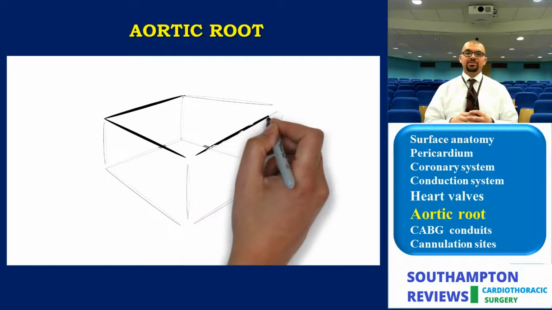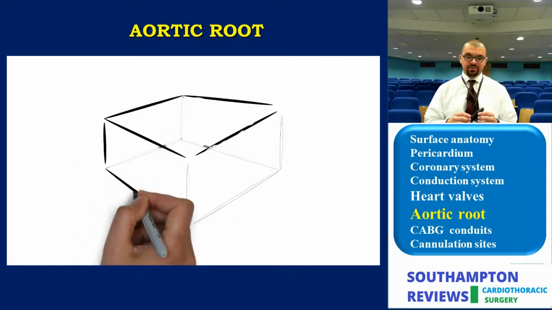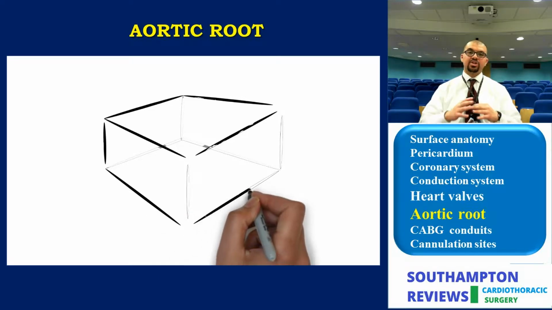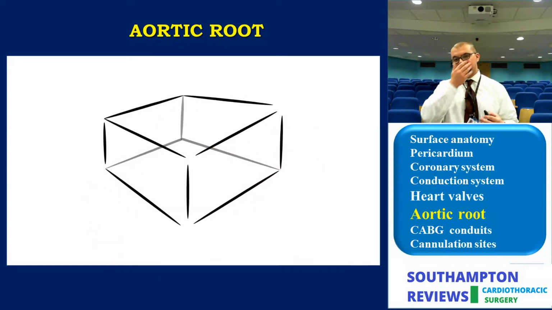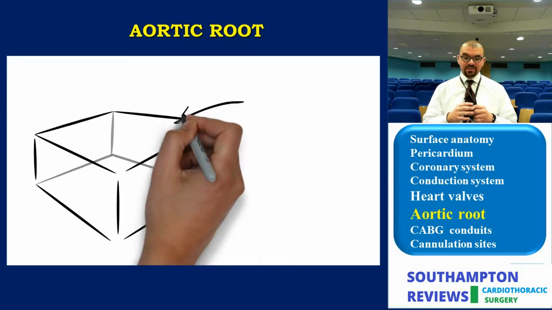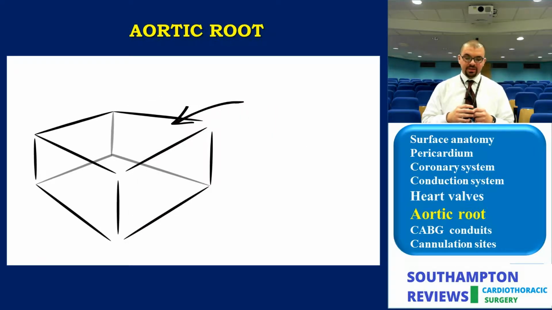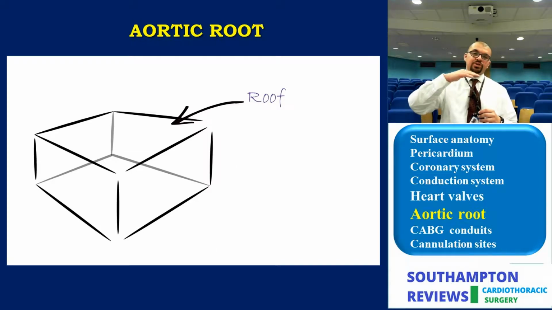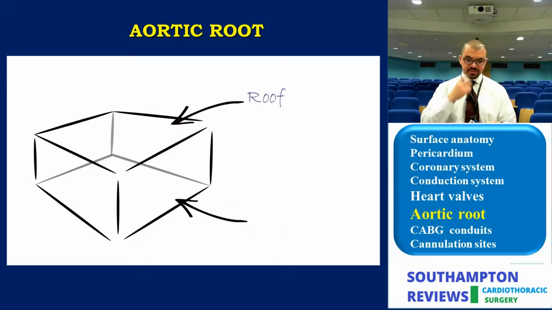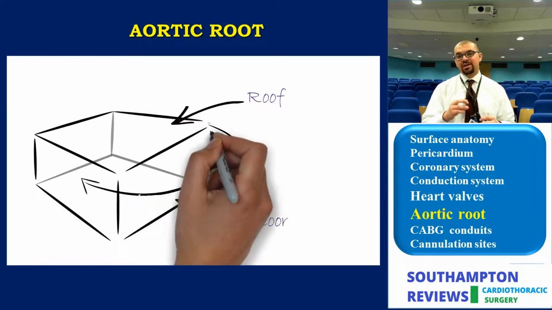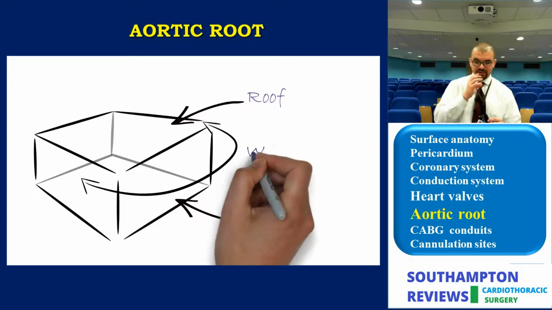So the system we would like to describe the aortic root with is that the aortic root resembles a box which has a roof, a floor, walls and contents. Exactly the same way, the aortic root has the sino-tubular junction as a roof. The walls are the sinuses, the aortic sinuses. The floor is the aortic annulus, and the contents are the valve and the valve leaflet attachments.